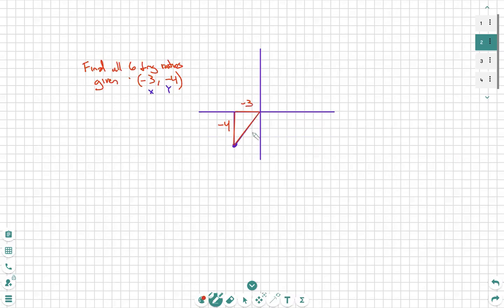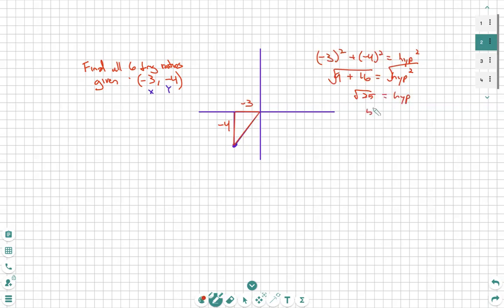Next, we just need to find the hypotenuse. In order to find the hypotenuse, we use the Pythagorean theorem. -3 squared plus -4 squared is equal to c squared, or I like to just call it hypotenuse squared, or hype squared. At this point, we see 9 plus 16 equals the hypotenuse squared. We'll square root both sides, and we see the square root of 25 equals the hypotenuse, which is 5. We can replace this value now with 5.